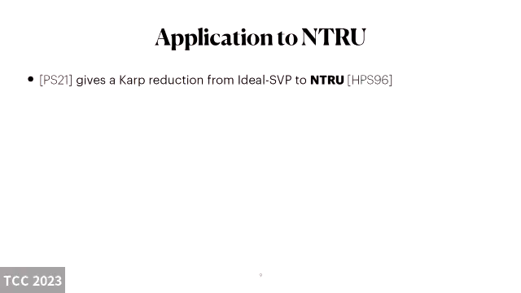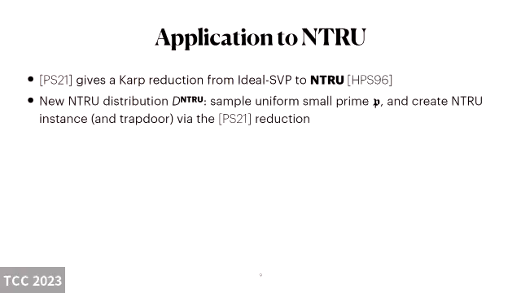NTRU was introduced in 1996, and in 2021, Pellet-Mary and Stehlé gave a CARP reduction from ideal SVP to NTRU, which means they give a translation. If you have an ideal SVP instance, you can turn it into an NTRU instance. So that gives us a way to create NTRU instances. If you have a way to generate ideals, turn them into NTRU instances with their reduction. So we can do that with our distribution.